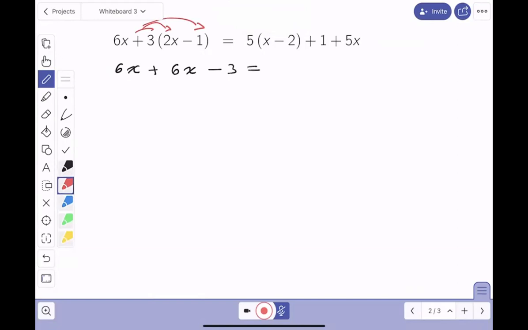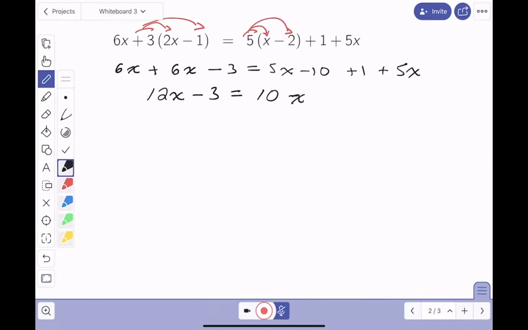Let's do the other side. This number 5 is distributed across these two terms. What do you get there? 5x minus 10 plus 1 plus 5x. All right. I'm still on step number 1, which is simplification. I'm simplifying the left side and the right side, and I'm doing one thing at a time. What's 6x plus 6x? 12x. That's the left side. What do you get on the right side? 5x and 5x is 10x. Minus 10 plus 1 is minus 9.